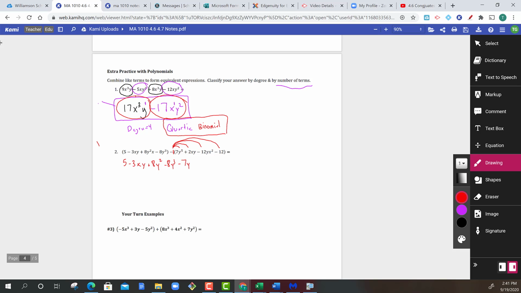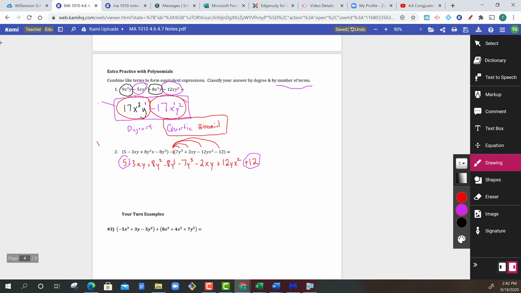And what that does is it's just going to make the sign of the original problem, all of those signs opposite. So that positive 7y to the fifth is now a negative 7y to the fifth. The positive 2xy is a negative 2xy. The negative 12yx squared is a positive 12yx squared, and the negative 12 is a positive 12. And now we just need to find like terms. So I'm just going to start at the end of the line, or the very beginning. There's a positive 5, and there's a positive 12.